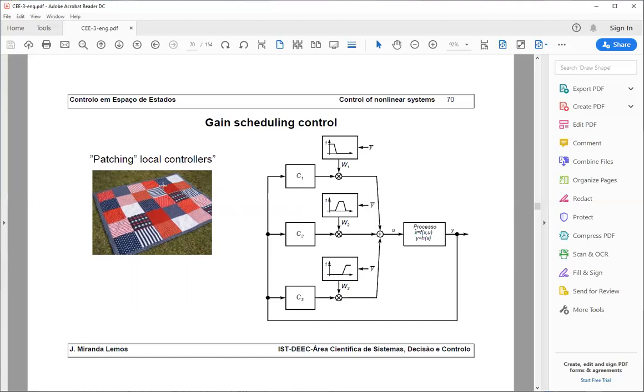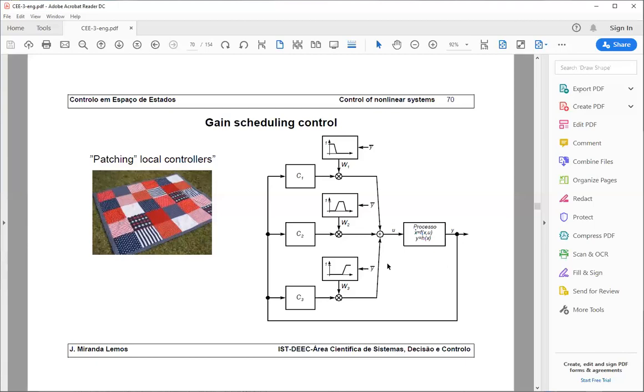It's like having patches. So you have a blanket made of patches. Each patch corresponds to a controller. And then you have to sew the patches together, which is done by these weights. This is a technique known as gain scheduling, which is widely used in industrial applications, not only in the process industry, but for instance in controlling aircraft, where you patch different controllers corresponding to the different flight conditions. And this is an important practical thing.